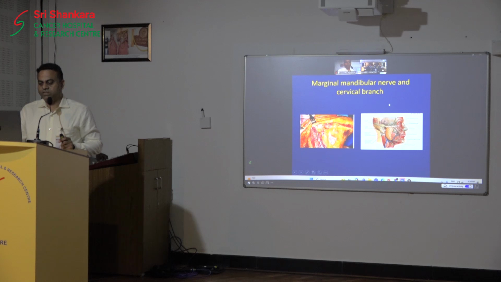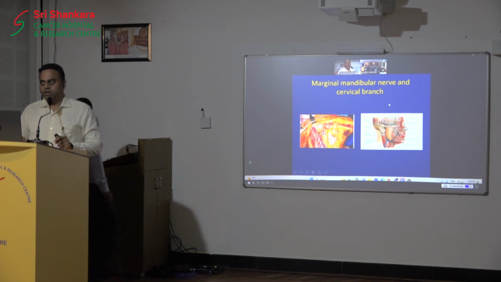So this is the course of the marginal mandibular nerve. When it exits the parotid anteriorly and inferiorly at the angle of mandible, it pierces the investing layer of the deep cervical fascia. It traverses anteriorly, it crosses the facial vessels, and it goes beneath the platysma to enter. This is the usual course of the marginal mandibular nerve with minimal variations of a few millimeters.